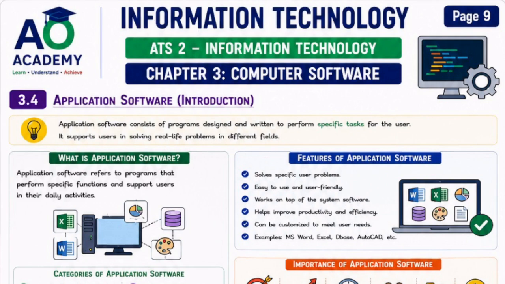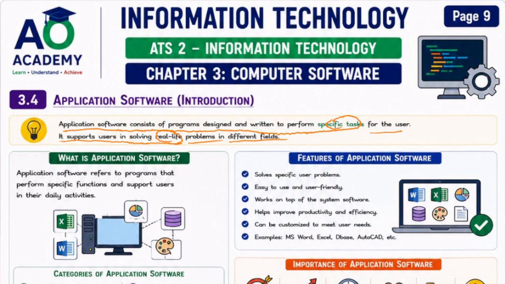Okay. So application software. Application software consists of programs designed and written to perform specific tasks for the user. It supports users in solving real life problems in different fields. So what is application software? Application software refers to programs that perform specific functions and support users in their daily activities.